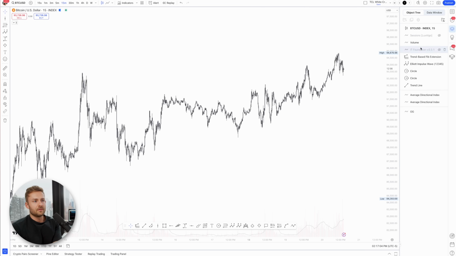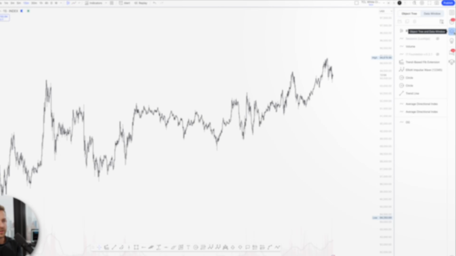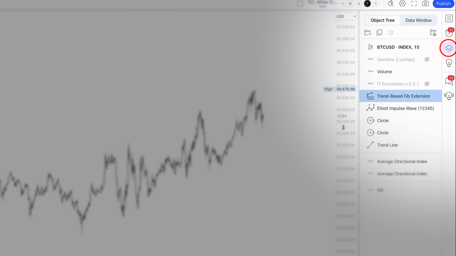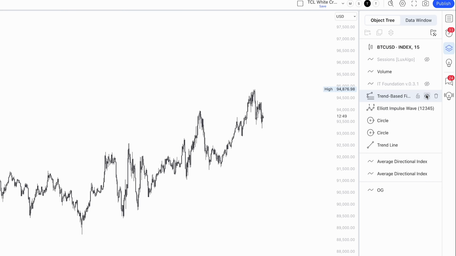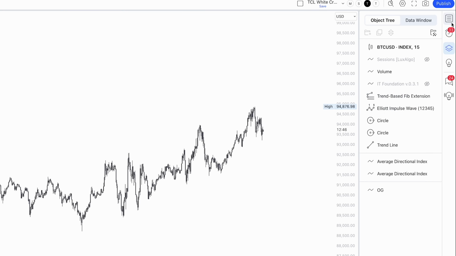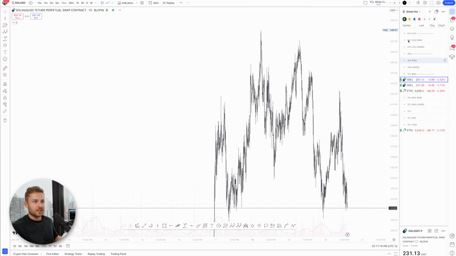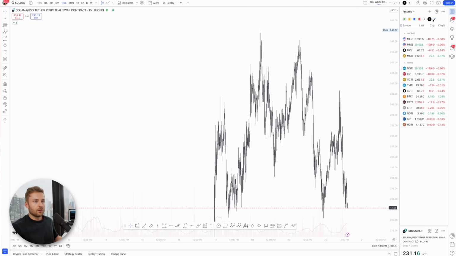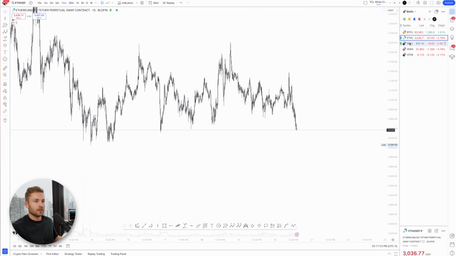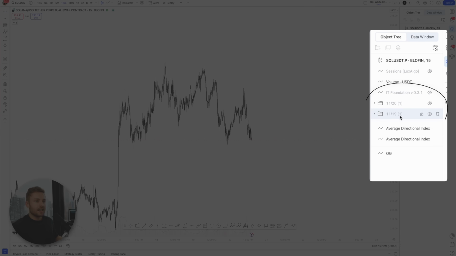Another important element for us to pay attention to is over here in this object tree. Now, something really interesting is the fact that we can take our analysis and group it together, hide it and store it. So for example, if we look at a trade that I just took this morning, this was on Solana, right? I can go in here and you can see I have the date, which is today, and the trade. I can turn it on and off.